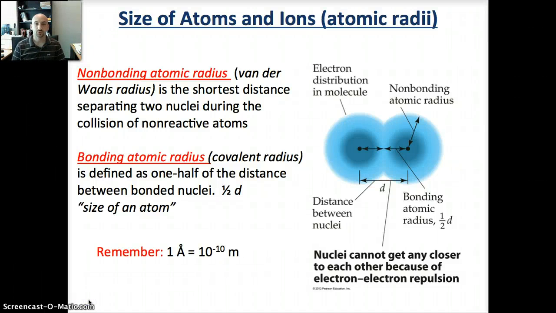Alright, welcome back to Module 10, Part 2. This is Chapter 7. We have been talking about the effect of nuclear charge, and now we're going to talk about the size of atoms and ions. Talking about the size of atoms, we're talking about the atomic radii.